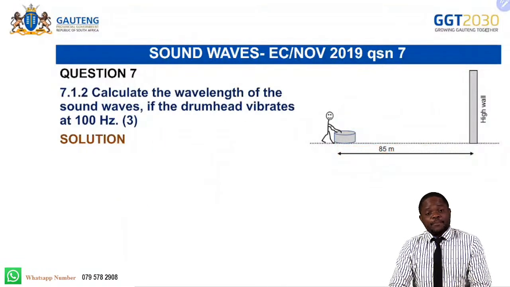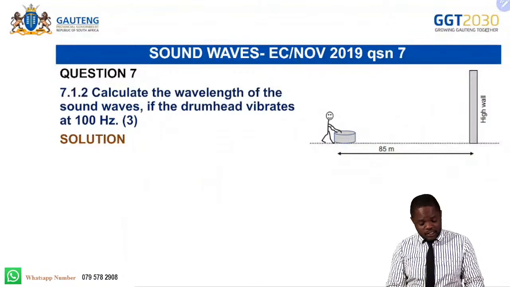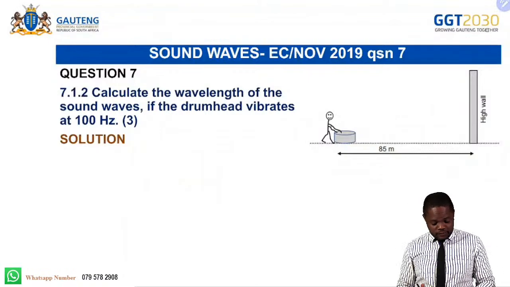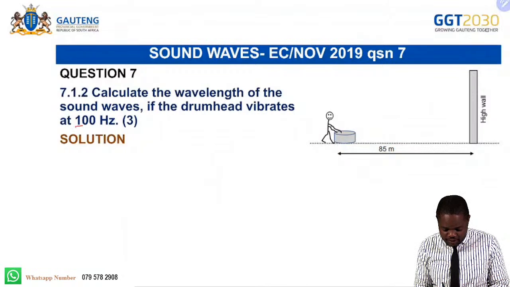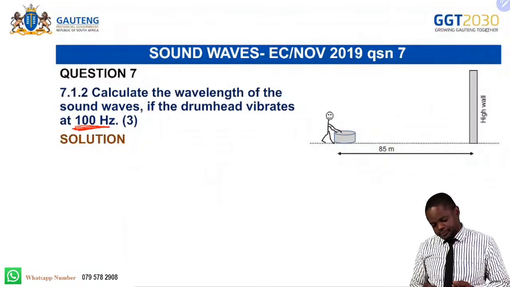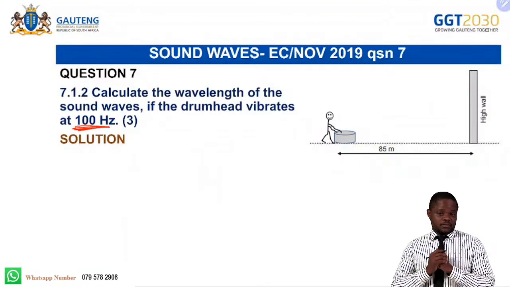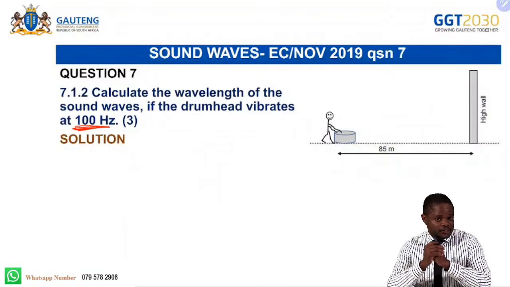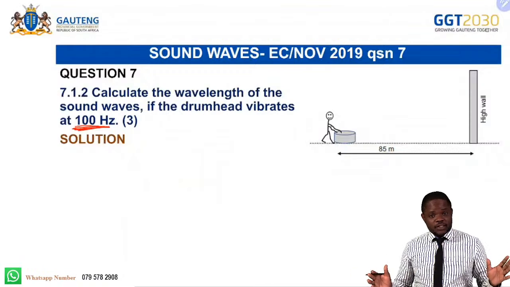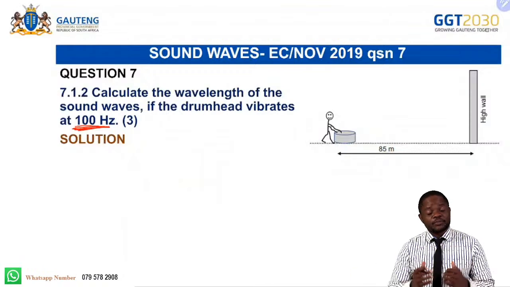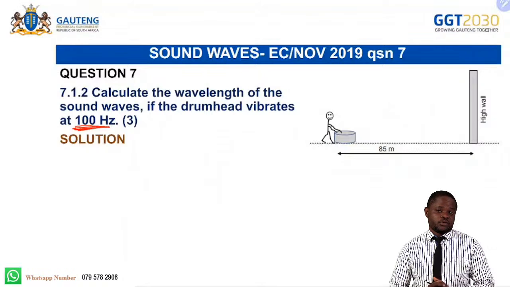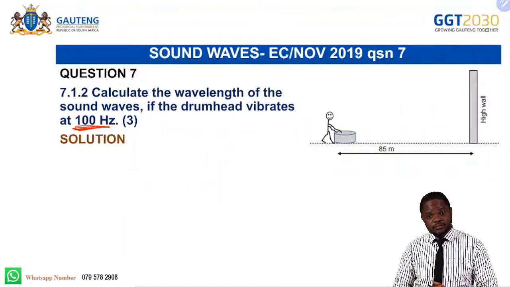Right. The next part, you are asked to calculate the wavelength of the sound wave. You are given the frequency, which is 100 hertz. Right. Important thing again is the formula. Remember I said if you have the formula, it's as good as a free mark. So what is the formula that you are supposed to use to get our wavelength?